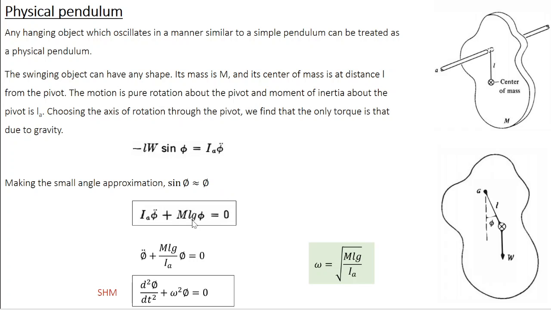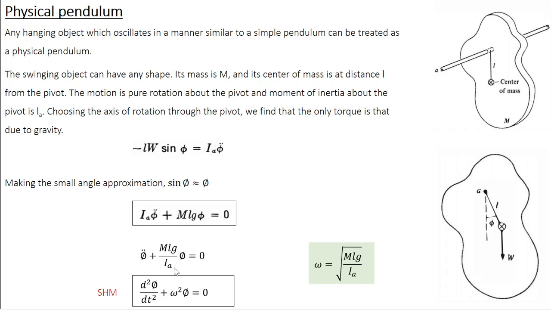Now weight W is nothing but mass m into acceleration due to gravity g. So the equation of motion becomes Ia phi double dot plus mlg phi equal to 0, or phi double dot plus mlg by Ia into phi equal to 0.